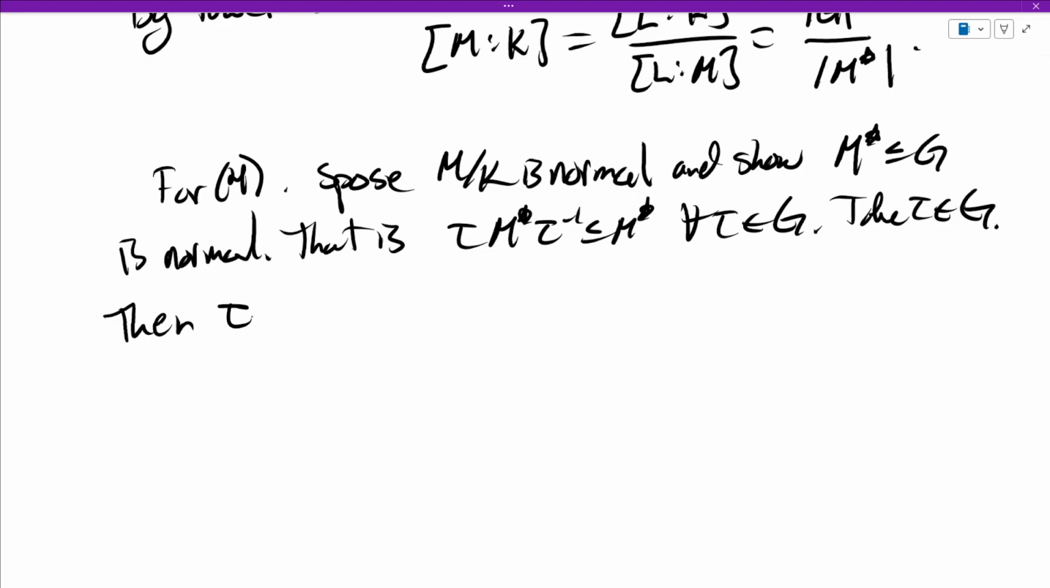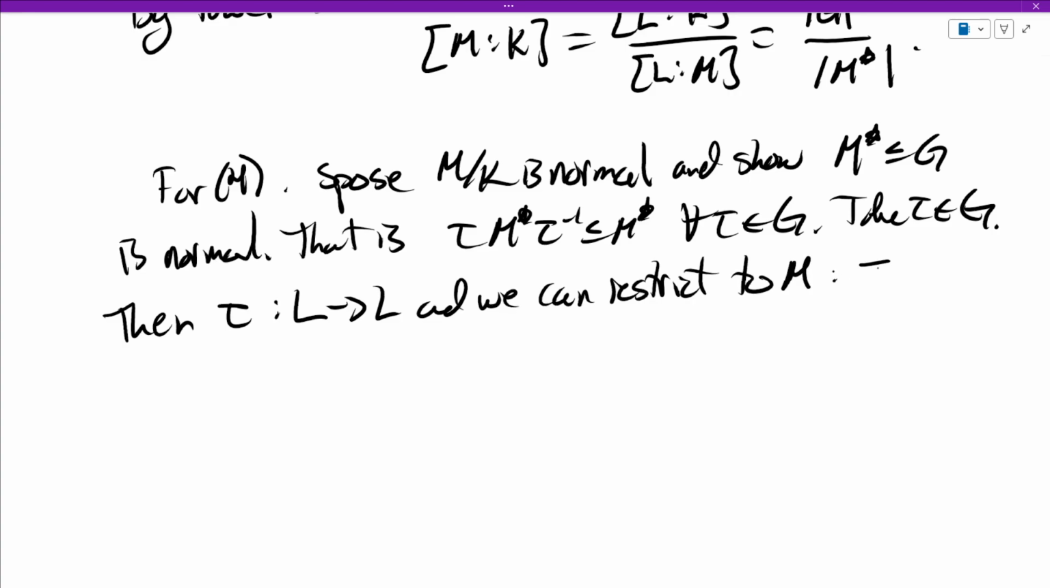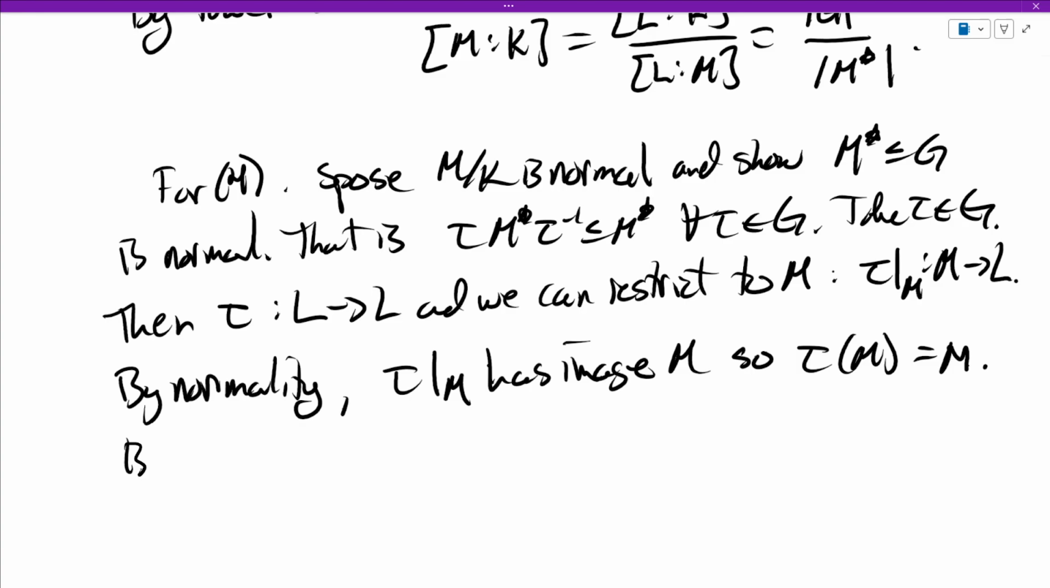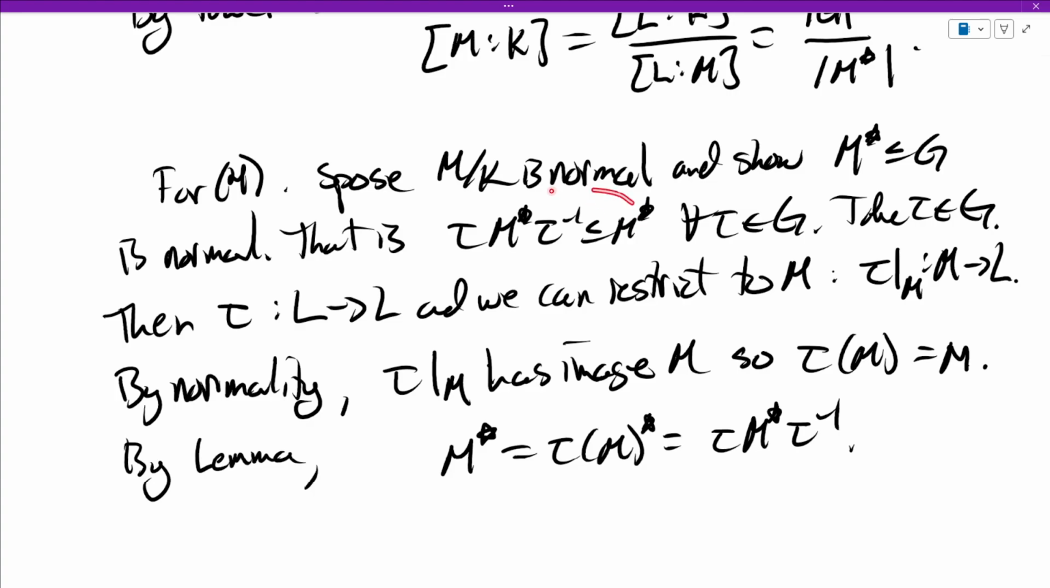Then what do we know? Well, tau is a mapping from L, of course, to L. And we can restrict that to M. So tau restricted to M is a mapping from M to L. But M over K is normal, and you cannot escape normality, right? So by normality, these are sort of algebraic boundaries. Tau restricted to M has image M as well, because normal extensions are algebraic boundaries. Okay? So tau of M is just equal to M. By the lemma, M star, which is tau of M star, is tau M star tau inverse, and that proves the normality condition.